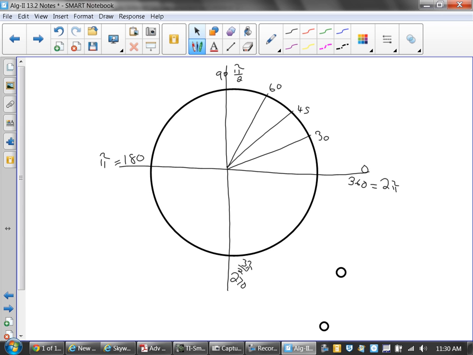Okay. What would be the measurement of 45 degrees in terms of pi? Very good. How'd you figure that out? It's half of 90. Everybody okay with that? So pi over 2, half of that would be pi over 4. What would 30 degrees be?